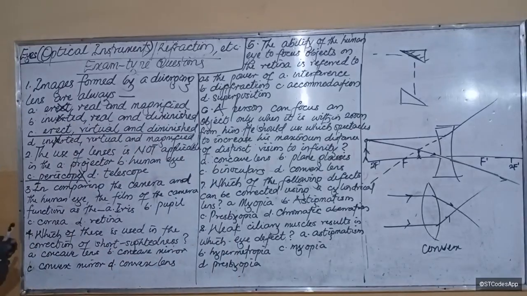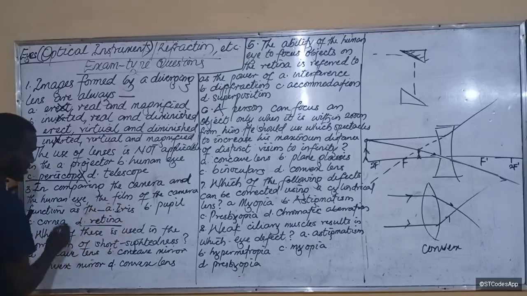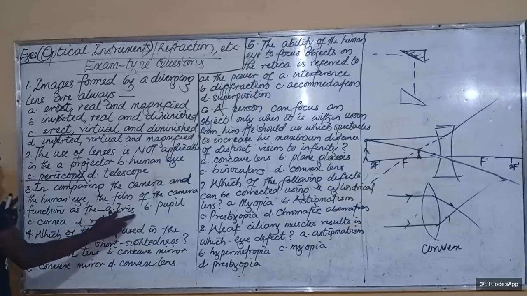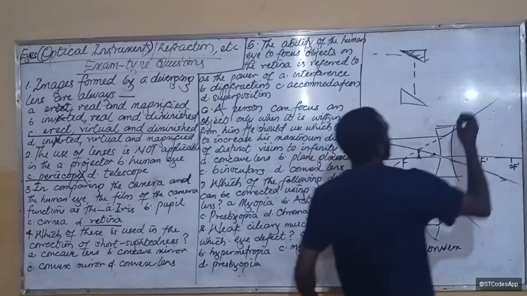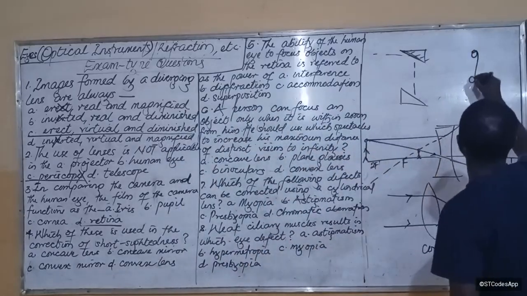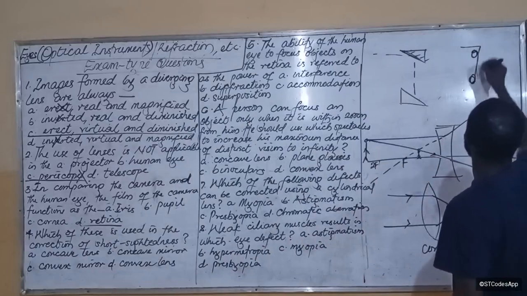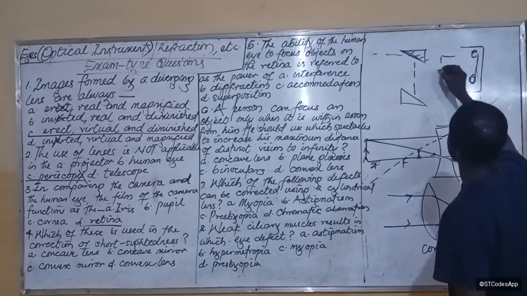Then, in comparing the camera and the human eye, the film of the camera functions as the retina. I've showed you the camera. So that film is this part here, makes sense. So this is the film. So this is the camera, like the casing that we have where your mirror is.